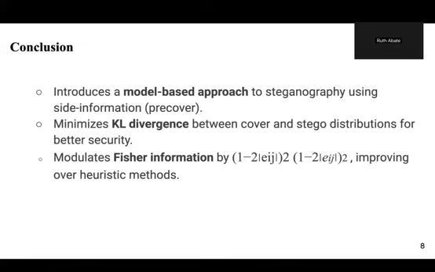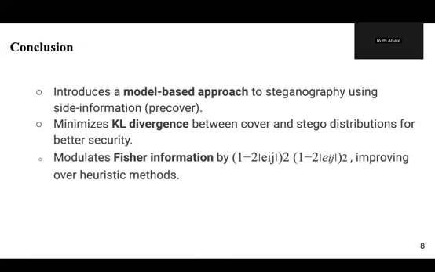This means that rather than making unpredictable modifications that may introduce statistical irregularity, the embedding process follows a well-structured, defined structure. By incorporating this additional layer of control, the model-based approach ensures that the modified media remains statistically consistent with its original form, reducing the likelihood of detection. This is an important step toward more robust steganography techniques that can withstand increasingly sophisticated attacks.